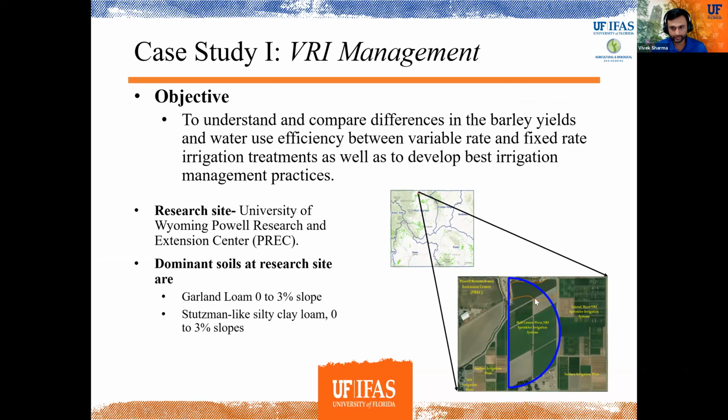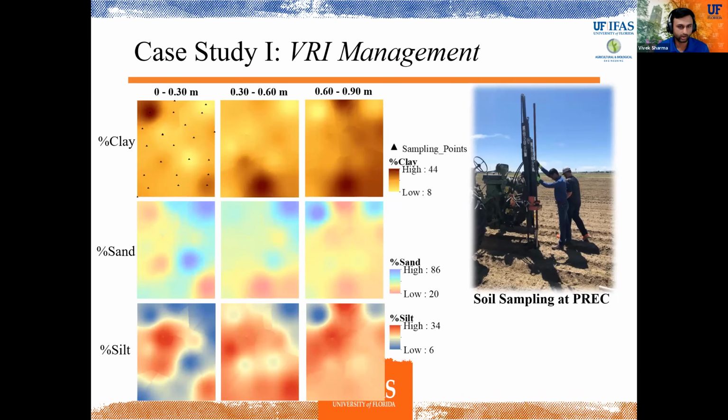These orange lines here, you can see, come from the web soil survey, a very traditional approach, and you can see there are two different soil types: the Garland silt loam and the Stutzman silty clay loam. But when we did extensive soil sampling, we saw a significant variation of soil within the study area. We sampled at multiple locations, and looking at the physical properties of the soil, you can see significant variation of clay, sand, and silt, which is not the same as the NRCS web soil survey map.